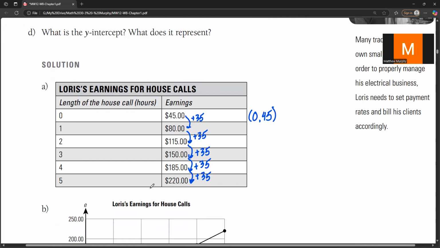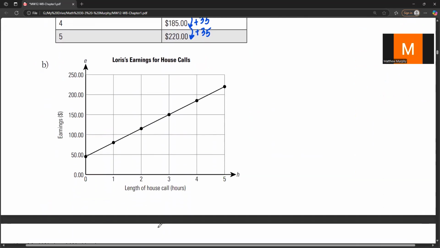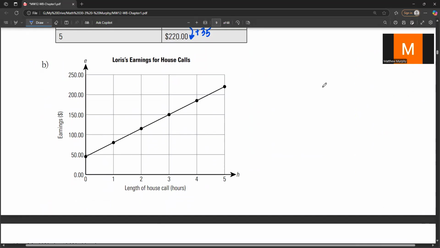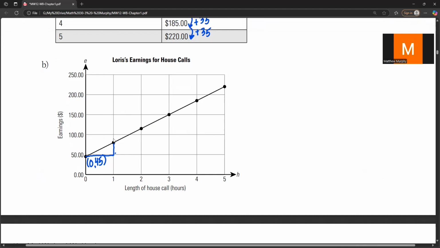B, draw a graph of the data. Is it linear? Why or why not? If it is linear, is it partial or direct? Okay, so here's the graph, and they filled this out nicely, maximizing the x-axis all the way up to 5, and the earnings up to 250. And you can see the beginning is at 0 and 45. And then just judging by what we got going here, there's your run and your rise. And that slope is going to be the $35 increase every hour.